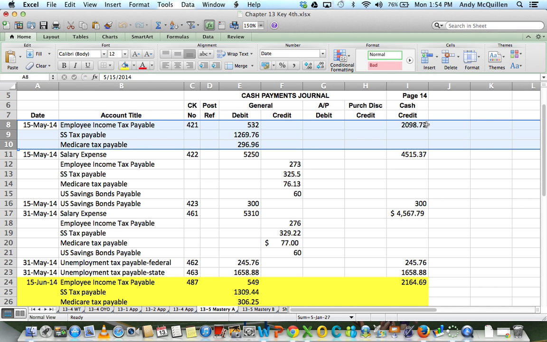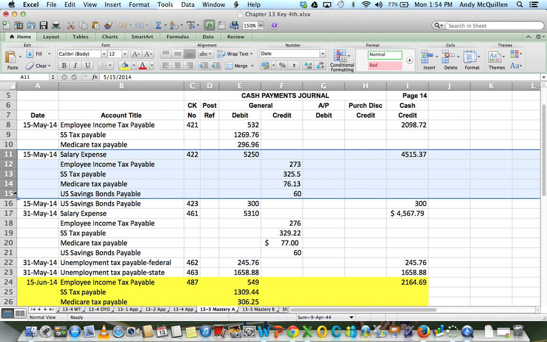Also on May 15th, paid cash for semi-monthly payroll, total earnings $5250. Employee income tax was $273. U.S. savings bonds were $60, and you have to calculate Medicare and Social Security. So we do our expense here, and the key to understand is when it says semi-monthly payroll, that's salary expense. So again, $5250. 273 is given to you.